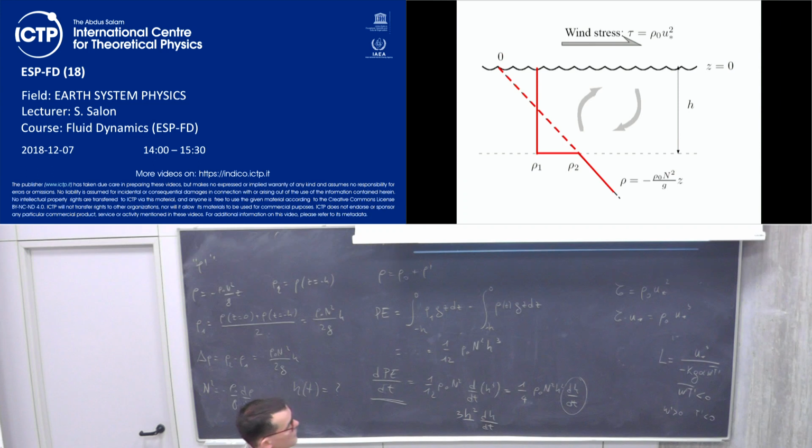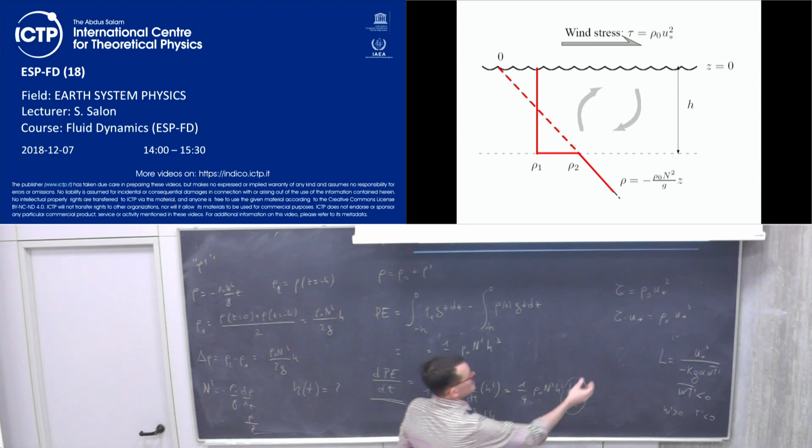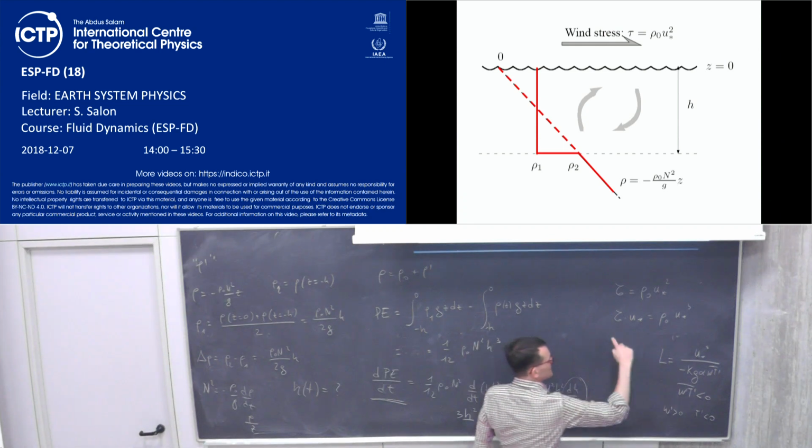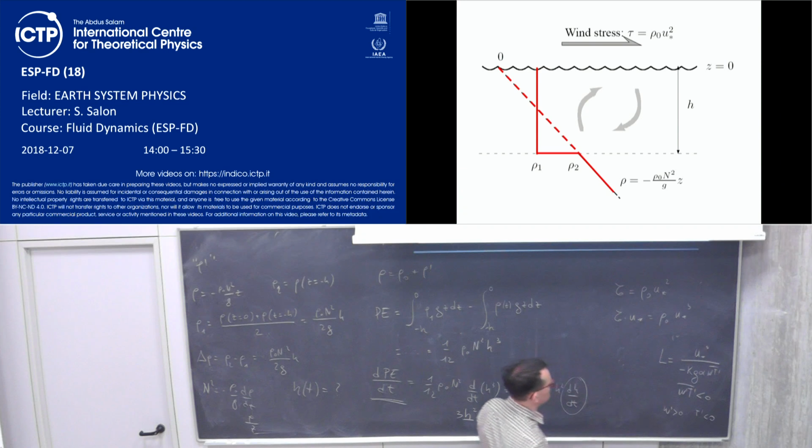So all the wind stress is transferred to the system, but of course we cannot say that the rate of work is exactly equal to the rate of change of potential energy, because a portion of the kinetic energy that is transferred from the wind stress to the system has gone in dissipation.